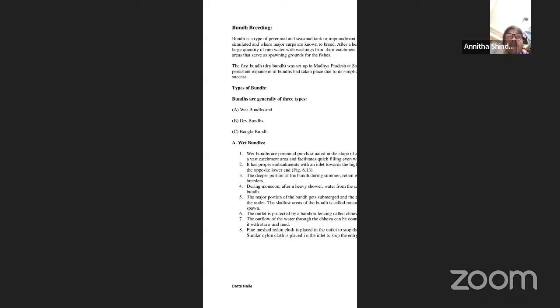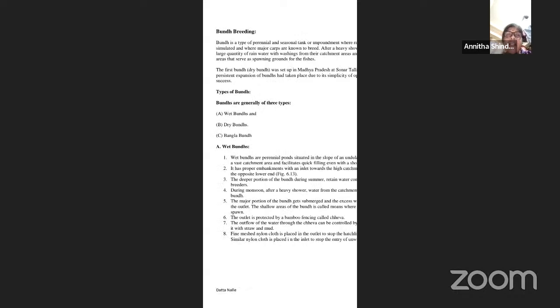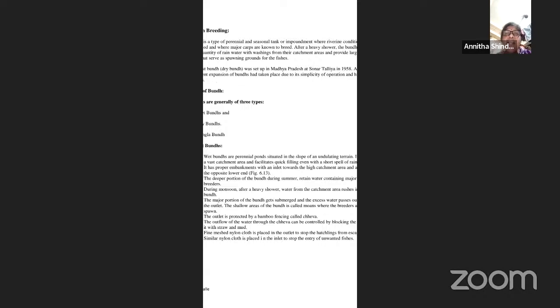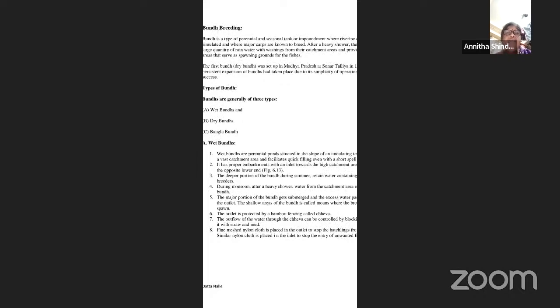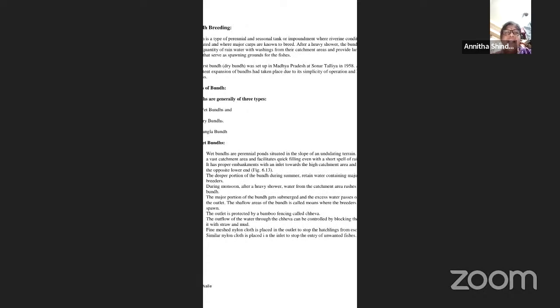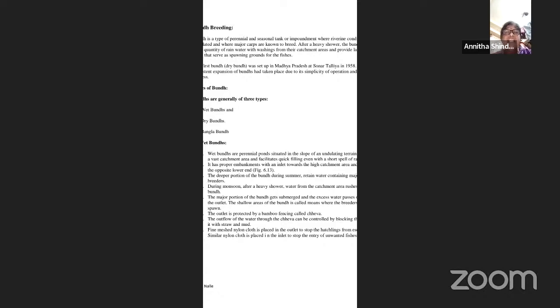Coming to the wet bund. Now, what are wet bunds? Wet bunds are perennial ponds situated in the slope of an undulating terrain. They provide a vast catchment area, which means a huge area, and facilitate quick filling even with a short spell of rain. Even if the rainfall is very less, it can easily fill the wet bund.